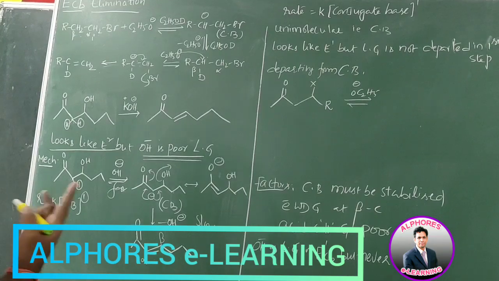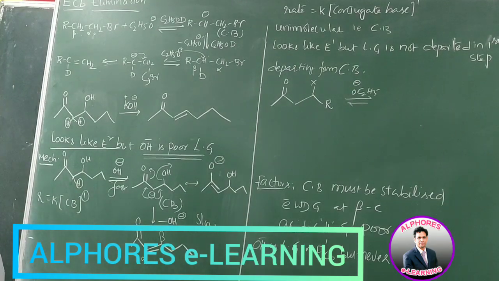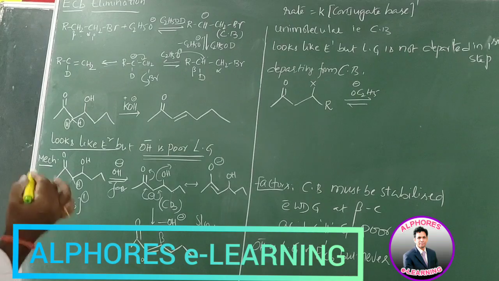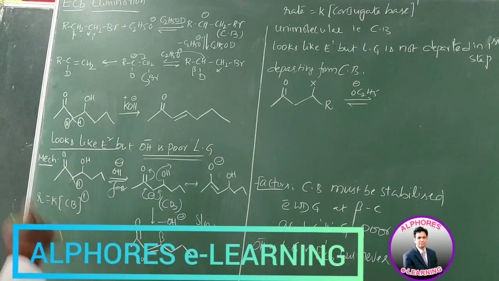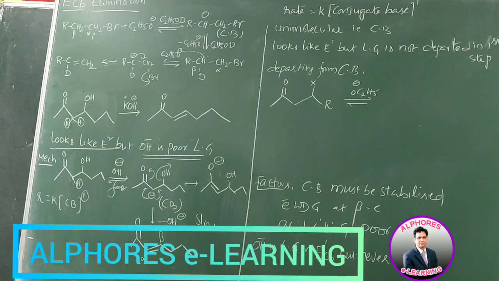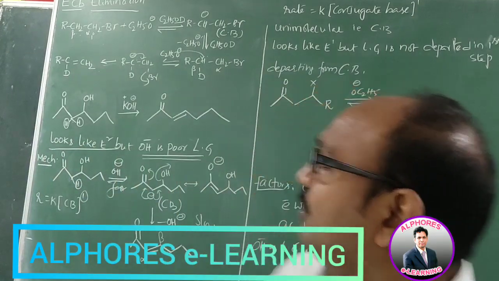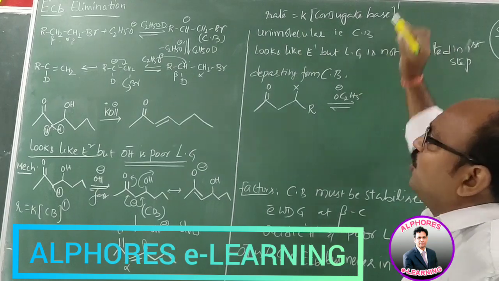But it looks like bimolecular elimination. But experimentally it is unimolecular. That's why it is E1 from the conjugate base, that's why E1cB. So rate is equal to K into the conjugate base concentration whole power 1.